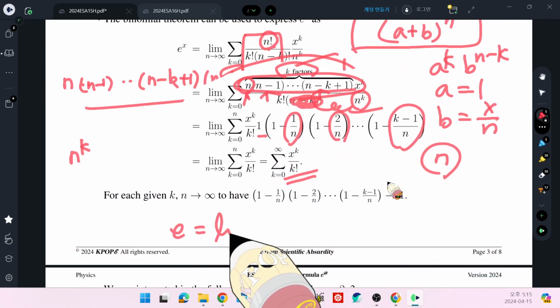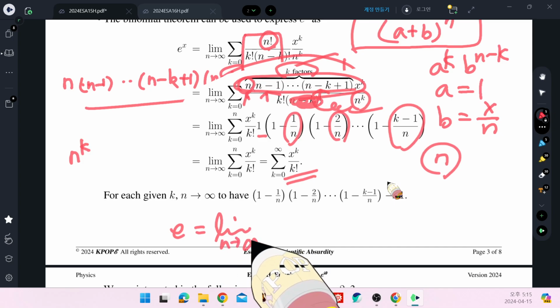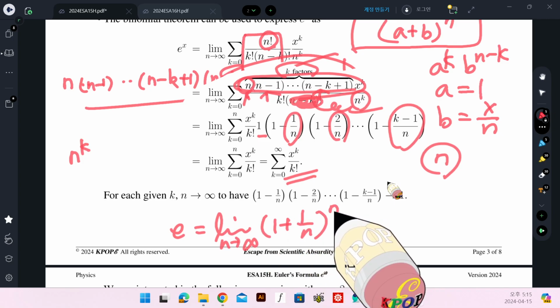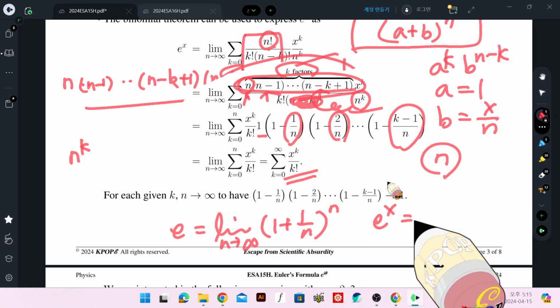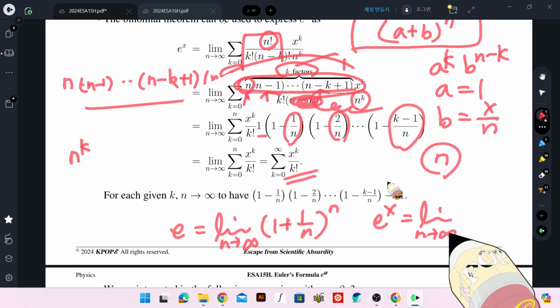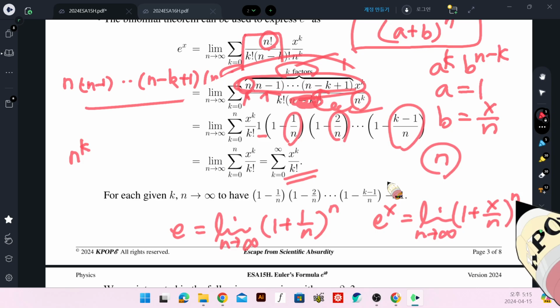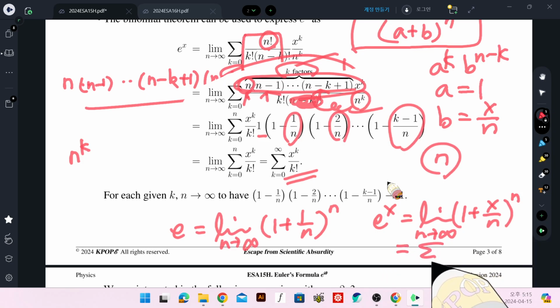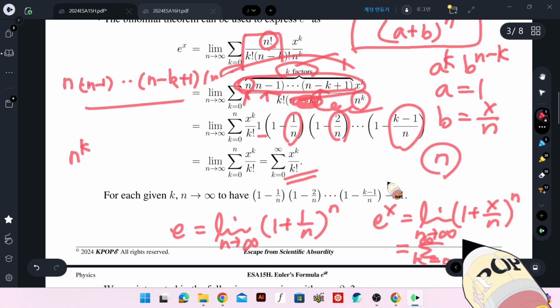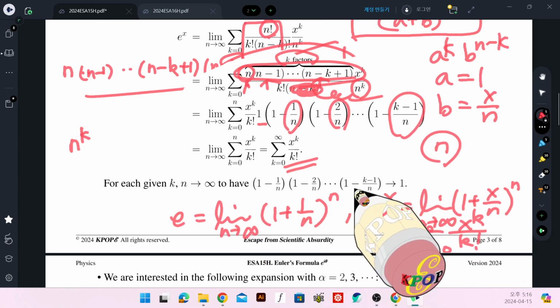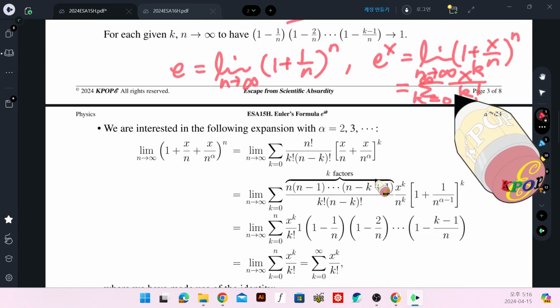e equals the limit as n goes to infinity of 1 plus 1 over n to the nth power, and exponential x equals the limit as n goes to infinity of 1 plus x over n to the nth power, and it is identical to the sum as k runs from 0 to infinity of x to the kth power divided by k factorial. Everything, this one is identical to this.